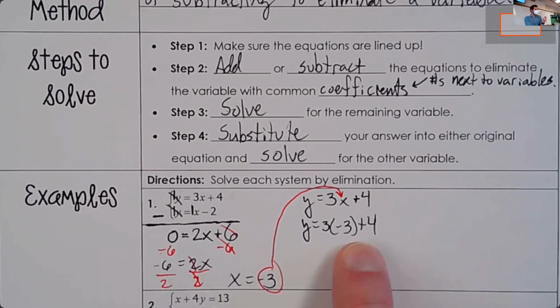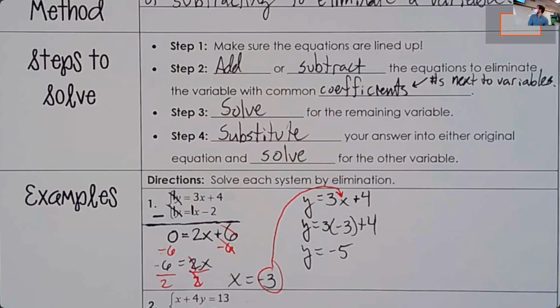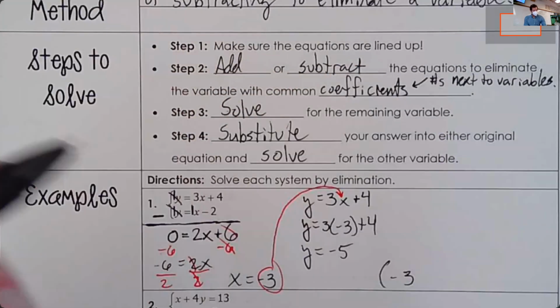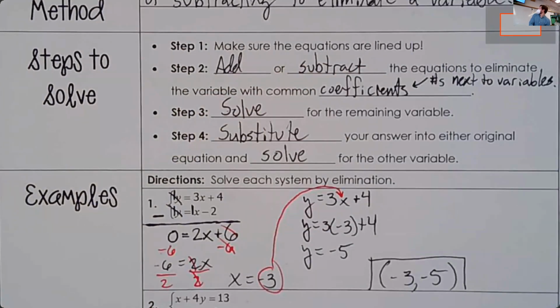3 times -3 is -9. -9 plus 4 is -5. So y equals -5. So we have our answer. We have a -3 for x and -5 for y. We write this as a point on a graph because that's what it is. Meaning if we were to graph those 2 equations on the graph, they would cross at the point -3, -5. That's our answer for the first one.